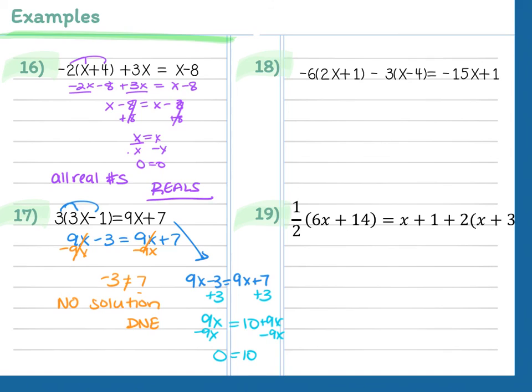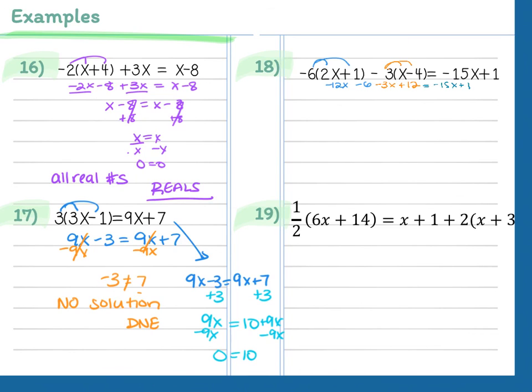Okay, 18. I got a lot of distributing to do, and it's both happening on the left side. Doesn't matter, I'm still just distributing. So I'm going to distribute these to both. Negative 6 times 2x is negative 12x minus 6. Distribute a negative 3 to the x and to the 4, and I get negative 3x plus 12 equals negative 15x plus 1.